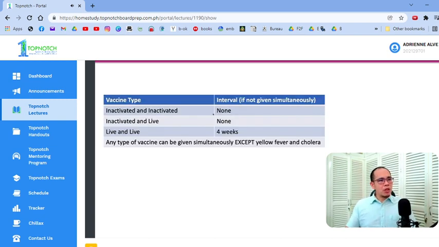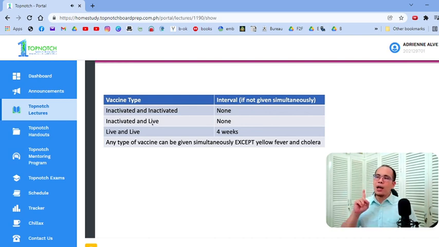Okay? So here is a cheat code for your scheduling of vaccines. If it's inactivated and inactivated, dalawang inactivated, Hep B sa pneumonia, simultaneously pwede? Yes. Okay? Hindi ko siya napagsabay. Nabigay ko si Hep B ngayon, pwede ba akong mag-pneumonia bukas? Sabi dyan, no interval needed. Pwede. Okay? Eh, Dok, nagbigay ako ng Hep B ngayon, si pneumonia after 1 week, pwede. After 2 weeks, pwede. After 1 month, pwede. Okay? Pwede. Malinaw?